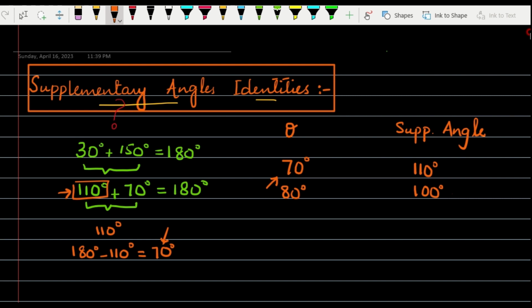Okay, let's have one more example. It will be 65. What will be the supplementary angle of 65? You can just subtract 65 from 180 and you'll get the answer 115. Let's have another example, and that will be 45. I'll take 45 and subtract it from 180, then we will get the answer 135.